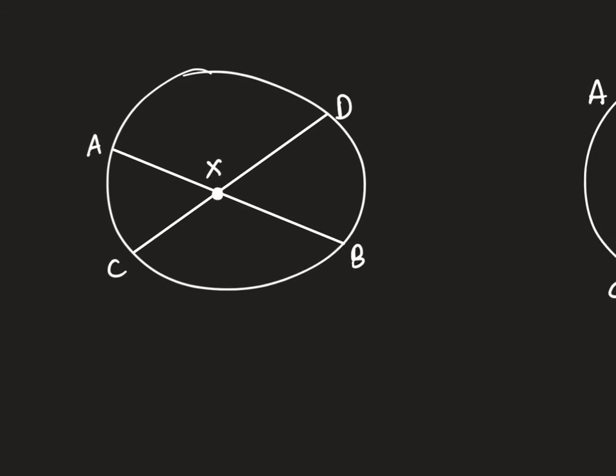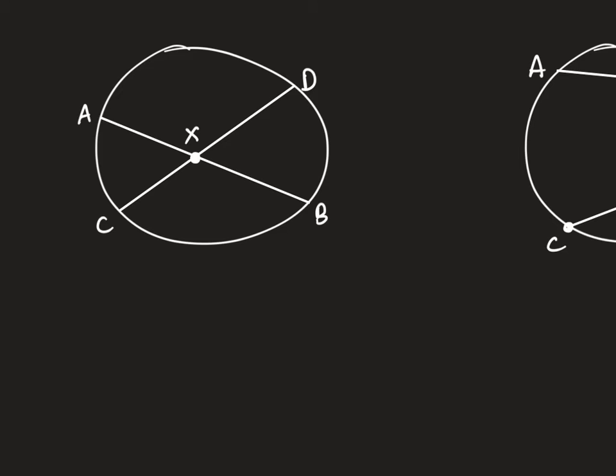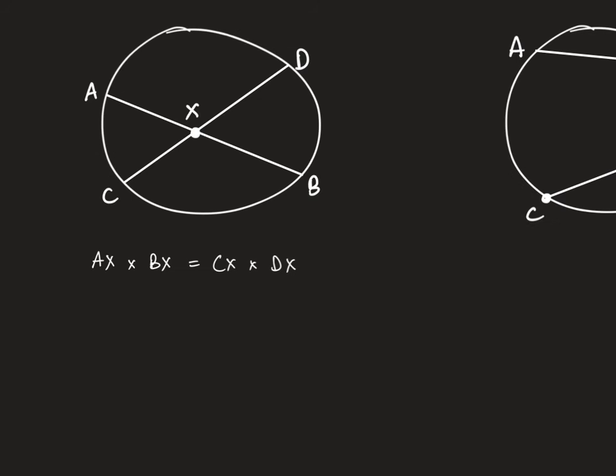Now, this first rule here says that if we have the lines AB and CD, and if they cross at X, there is a rule that determines their length. So we can say that the length of AX times BX will equal CX times DX.